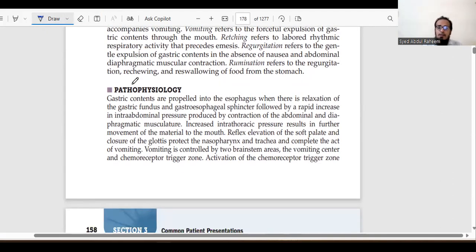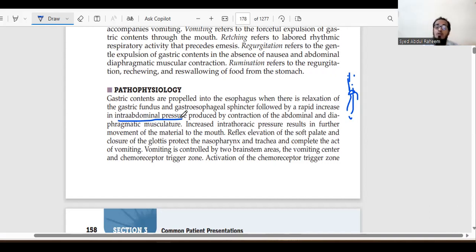Let's talk about how vomiting occurs. In the esophagus and the stomach, we have a sphincter between the esophagus and the stomach, which protects against re-entry of food into the esophagus. But the pressure in the stomach increases for some unknown reason. The intra-abdominal pressure increases, and the abdomen will contract along with the diaphragm. Due to the increase in intra-abdominal pressure, the material present in the stomach will come out through the esophagus into the mouth.